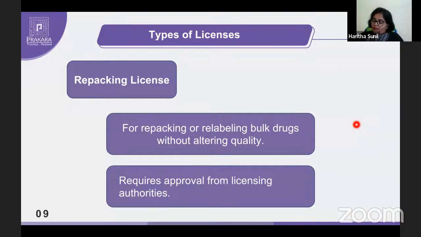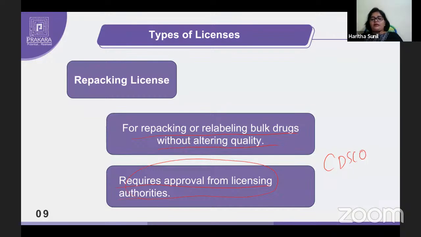So this repacking license is for repacking or relabeling the bulk drugs without altering the quality. You don't have any authority to change the quality of that particular product. So it requires approval from the licensing authorities like CDSCO again.